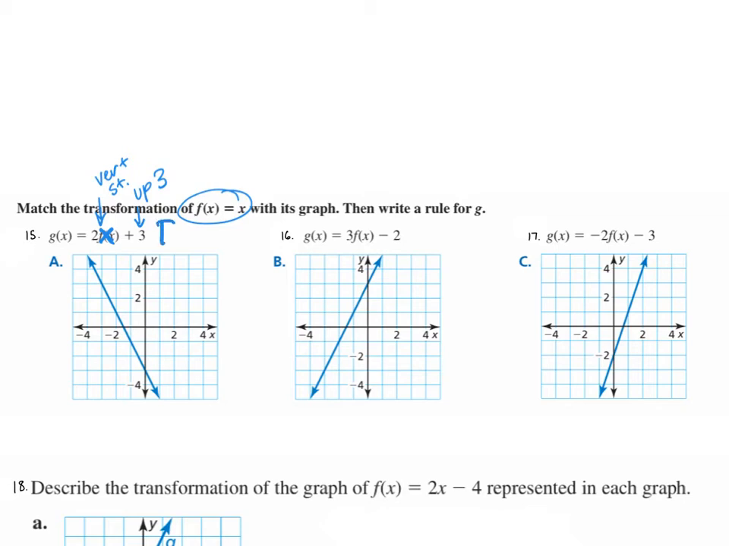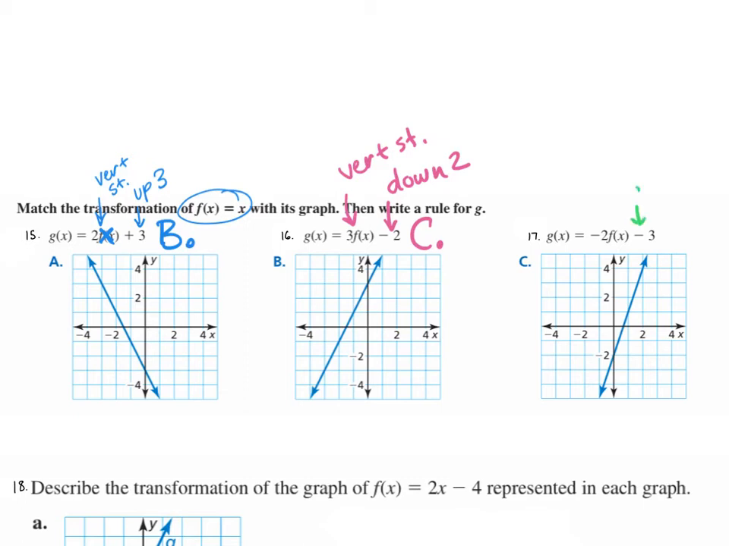B. Awesome. So 15, the answer is B. Now for 16, we have this -2, so this tells us it's going down 2. And then the 3 tells us that we have a vertical stretch again. So which one goes down 2 and has a vertical stretch? C. Awesome.